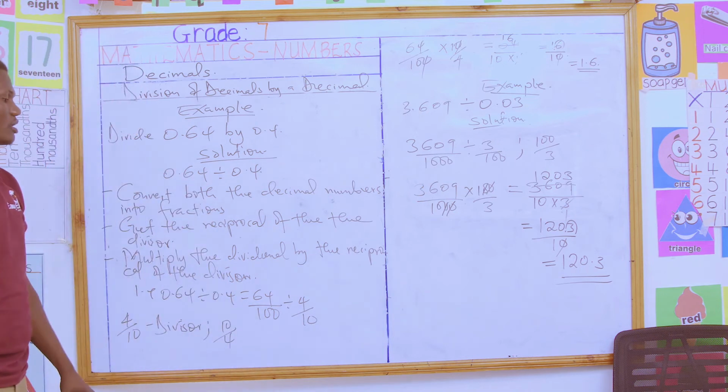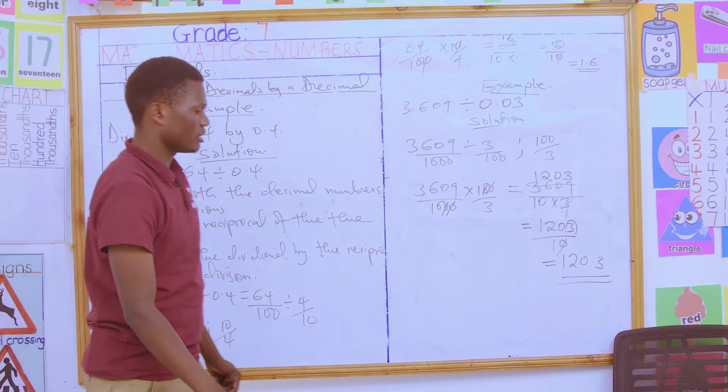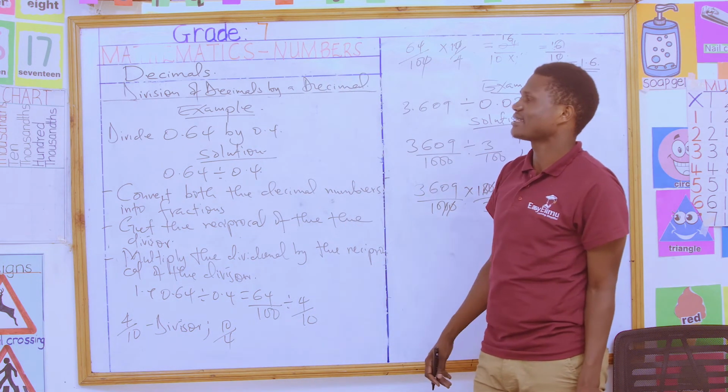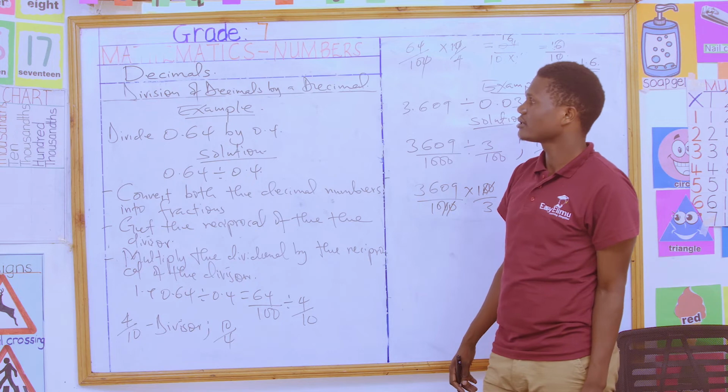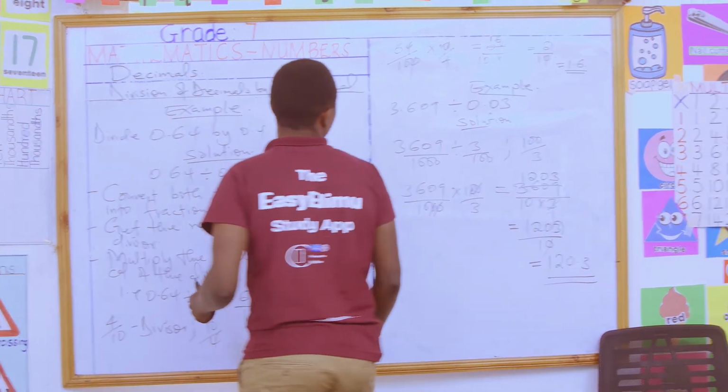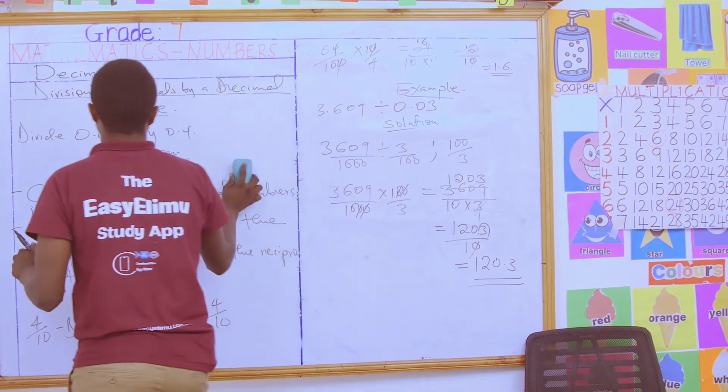120.3. Any question up to that point on the divisibility? Not really the divisibility, but the division of decimals by another decimal. Any question? All right. If you do not have a question, kindly take the following.